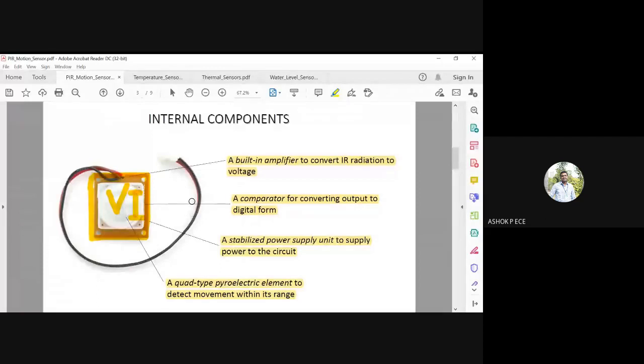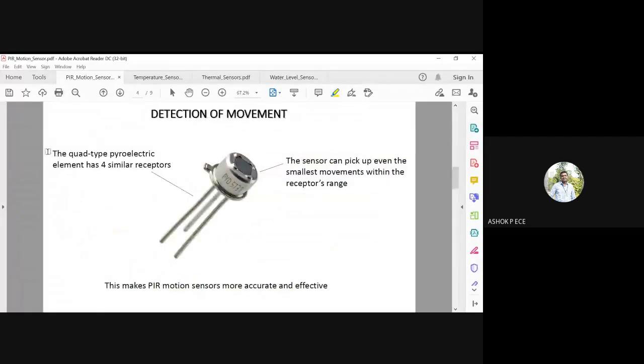So quad type means it has 4 receptors. 4 receptors means it has 4 sensors, sort of thing. So it can pick up even the smallest movement within the receptor. That's why they say it can be actively working up to 30 feet. So it can work up to 30 feet. So that is the range of your PIR sensor.